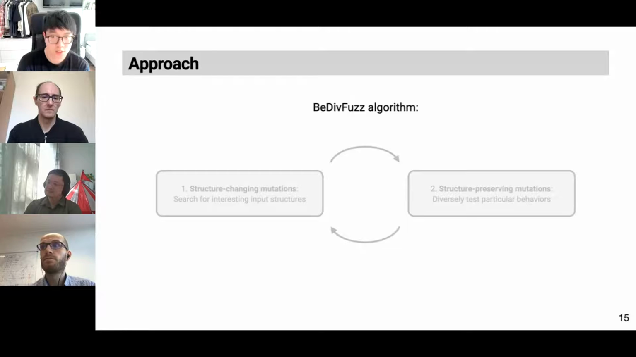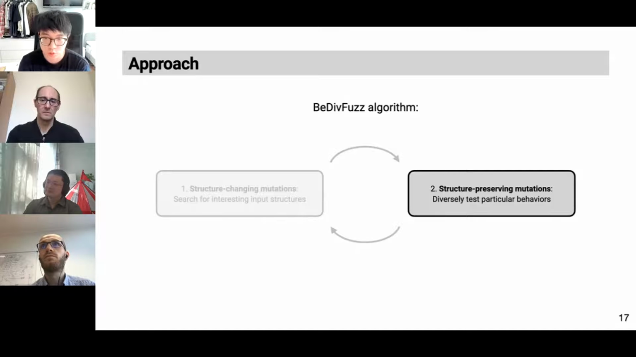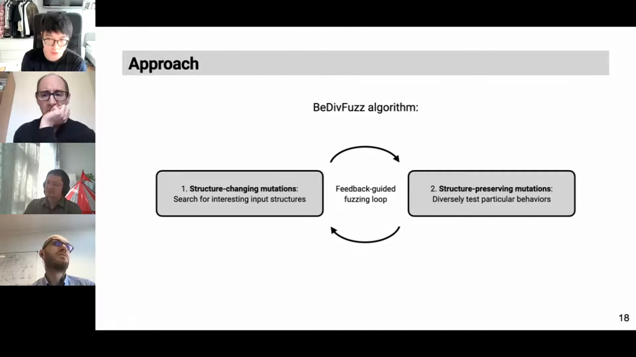BD-Fuzz utilizes these two types of mutations in the following way. First, BD-Fuzz searches for interesting input structures in the space of semantically valid inputs through structure-changing mutations, and then it performs structure-preserving mutations in order to diversely test particular behaviors that are triggered by specific input structures. BD-Fuzz integrates this idea in a feedback-guided fuzzing loop in order to produce test inputs that not only increase coverage, but also improve the diversity of the branch execution distribution.